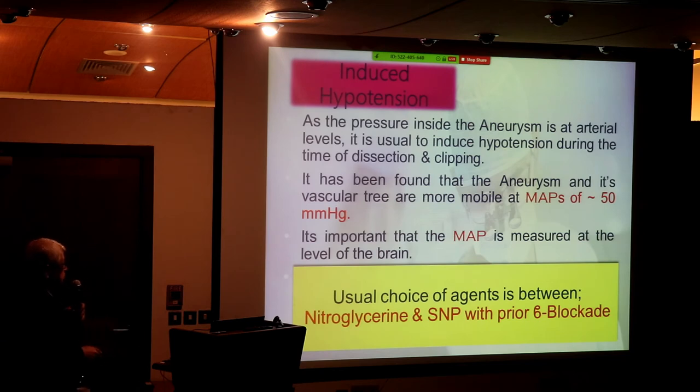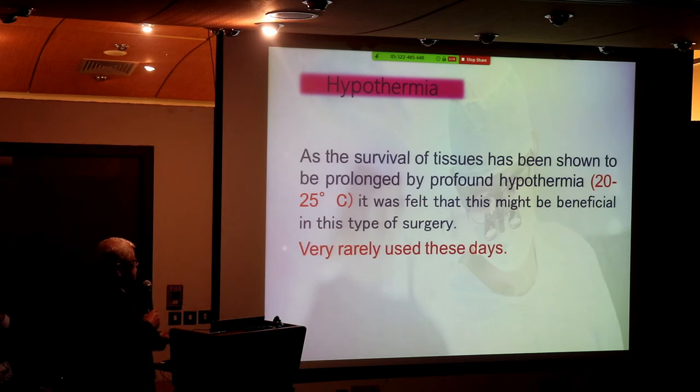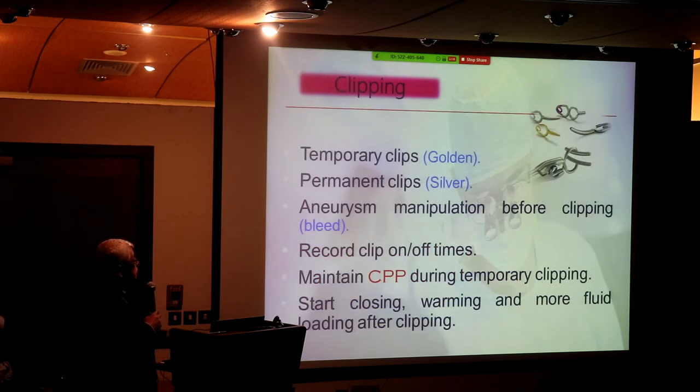The usual choices are between nitroglycerin, sodium nitroprusside, and beta blockade. Whatever is best in your hand, please use it. I'm not going to suggest anything. What is best in your hand? Please do use it. They tried hypothermia, profound hypothermia with active cooling to 20 degrees centigrade. It was felt there might be a survival benefit in this type of surgery. Unfortunately, it has been proven that it is very rarely used these days, because there is no benefit in improving mortality.